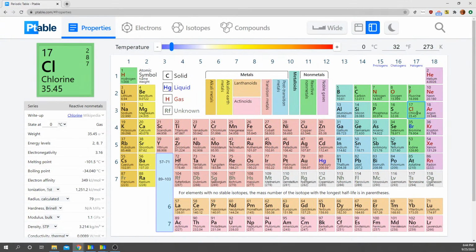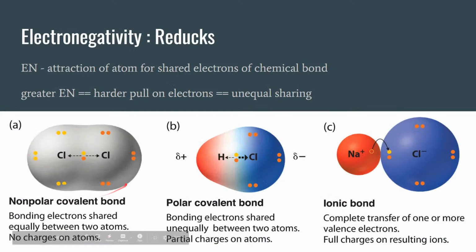Molecule of chlorine means 2 chlorine atoms. Every atom of chlorine has 17 protons, 17 electrons. So this molecule of chlorine has 34 protons, 34 electrons. The whole thing is electrically neutral.